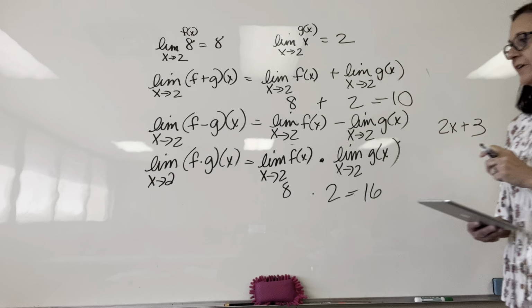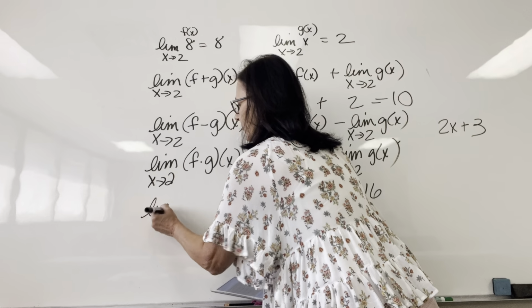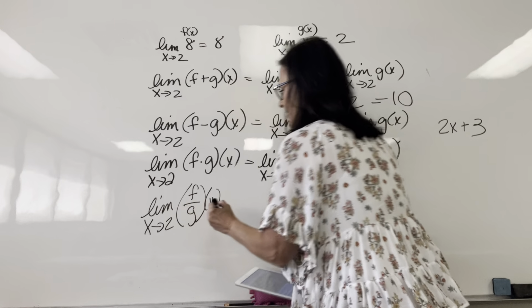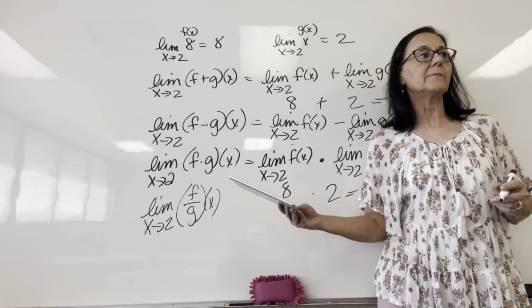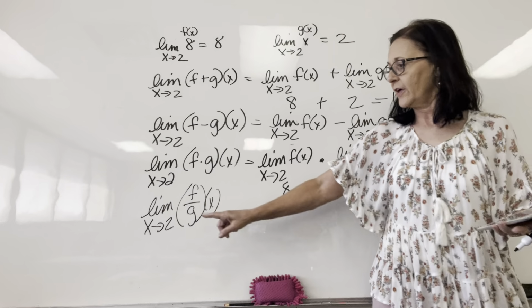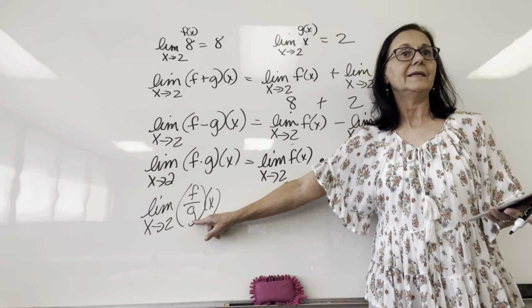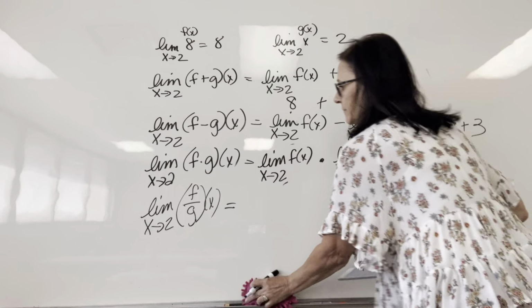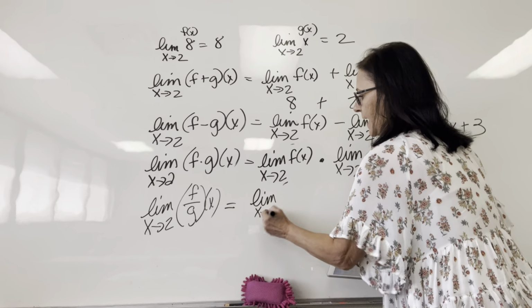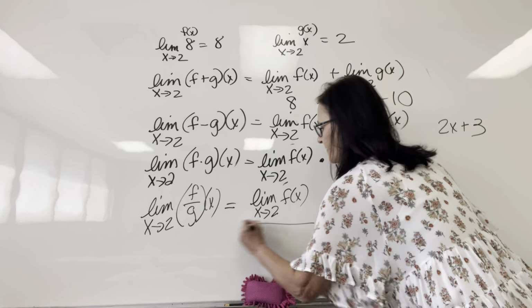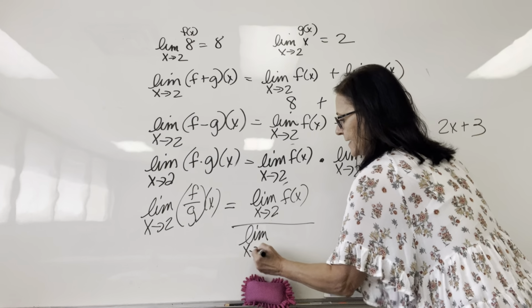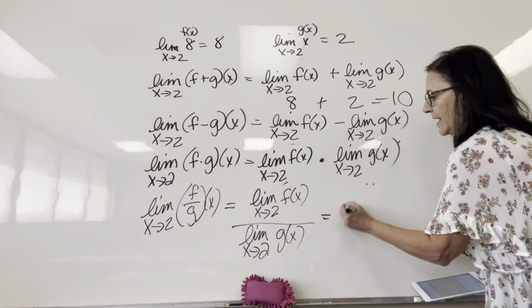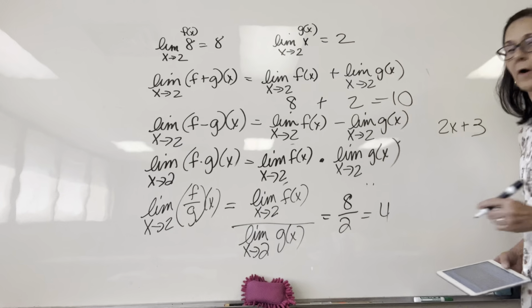Got it? We're going to do one more. Division. So the limit as x approaches 2 of f over g of x. Now in this one, something has to be true. The limit of g of x cannot be 0, because this is the limit as x approaches 2 of f of x divided by the limit as x approaches 2 of g of x. So this limit in the denominator cannot be 0. So that's 8 over 2, which is 4.